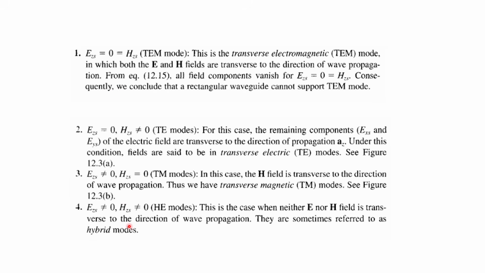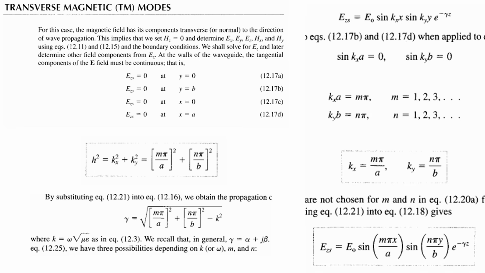And if both are not zero, meaning electric field and magnetic fields both are not zero in the direction of the wave propagation, that is called the HE, that is hybrid mode. So in this case, neither E nor H are transverse to the direction of wave propagation, so they are sometimes referred to as hybrid. Now if you remember the value of h square in the previous slides that we have derived, then using that you can derive the values of gamma, the propagation constant, and then we'll find out the electric field and magnetic field.